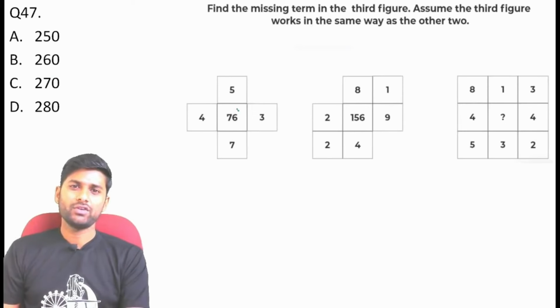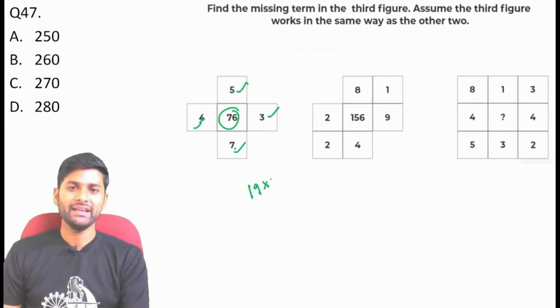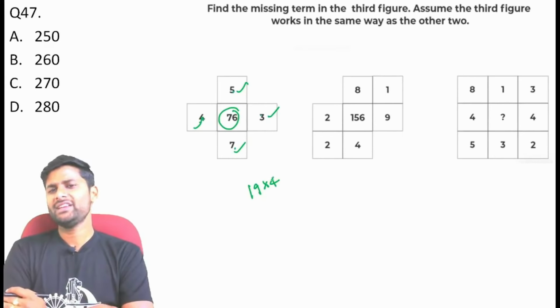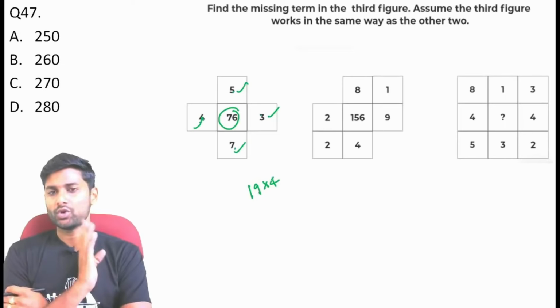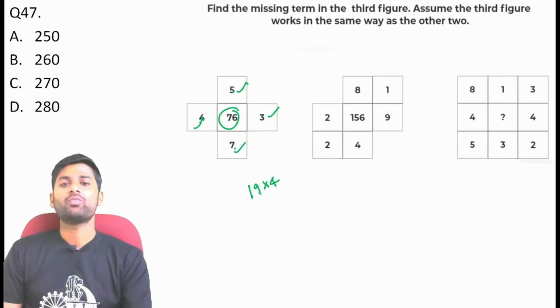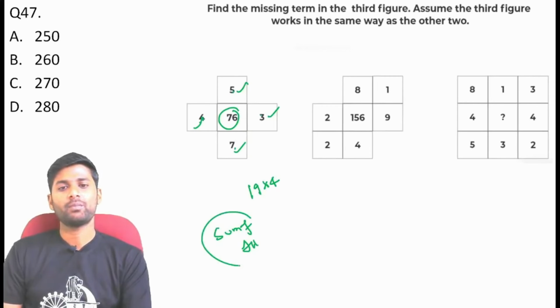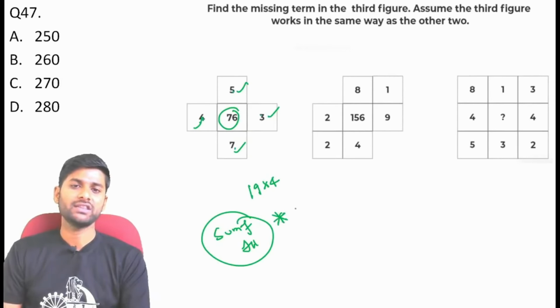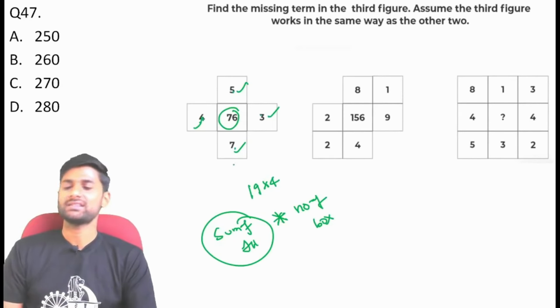See guys, we want 76 as the resultant. Now see, 5 plus 3 plus 7 plus 4. Now see, 7 plus 3 is 10, 5 plus 9. The total value becomes 19 into 4. So 19 fours are 76. Okay, no problem in that. But why are we multiplying with 4? Because it is the total number of boxes. So the sum of all the values is multiplied by the number of boxes. Now you can get the resultant 76.